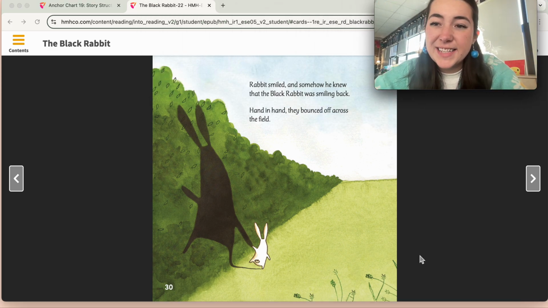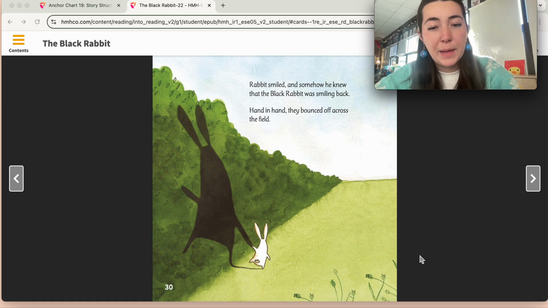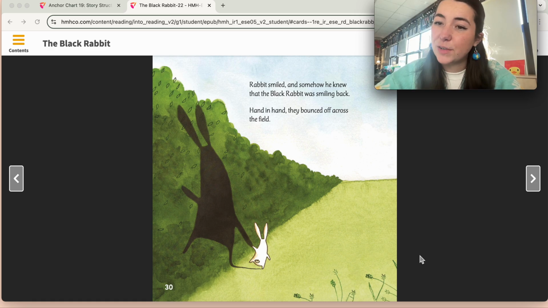Rabbit smiled, and somehow he knew that the Black Rabbit was smiling back. Hand in hand, they bounced off across the field.